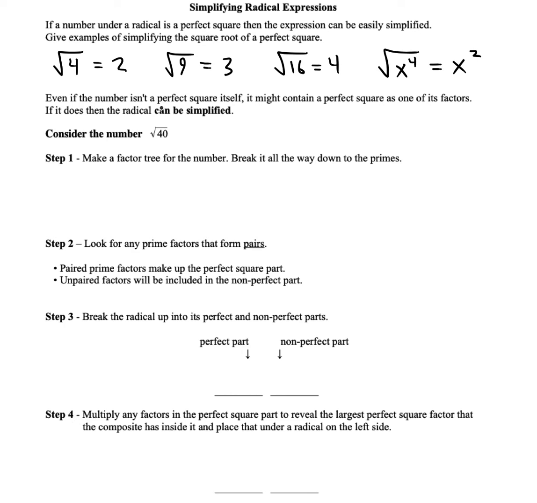Now, even if a number isn't a perfect square itself, it might contain a perfect square as one of its factors. And if it does, then that radical can be simplified. Let's see if that's the case for radical 40. Is there a perfect square inside 40's factorization? Let's find out. We'll make a factor tree for it first.